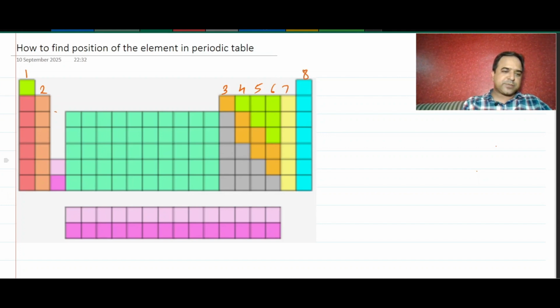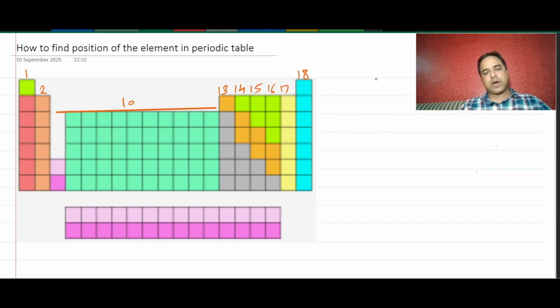As you know, this represents transition elements. So, these transition elements are around 10 in number. So, if you want, you can add it. So, it will become 13, 14, 15, 16, 17 and this is 18.